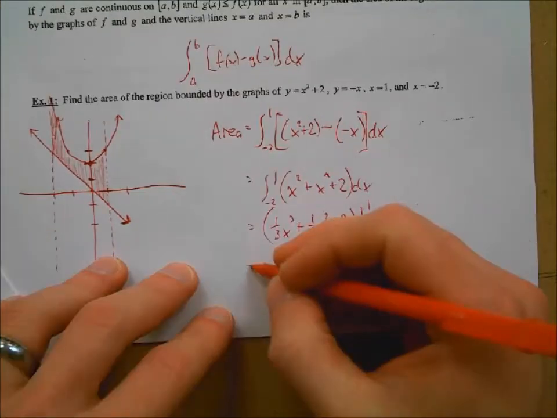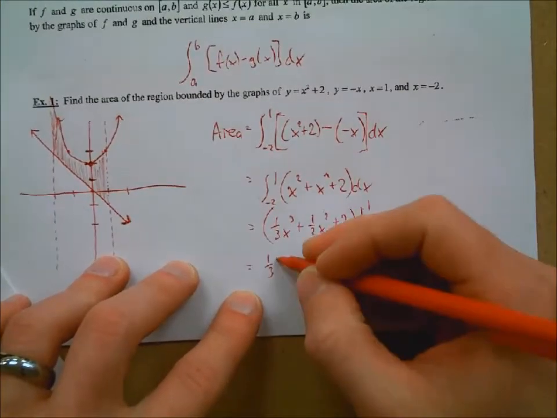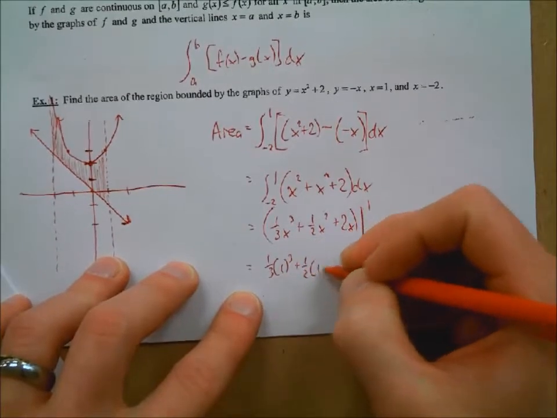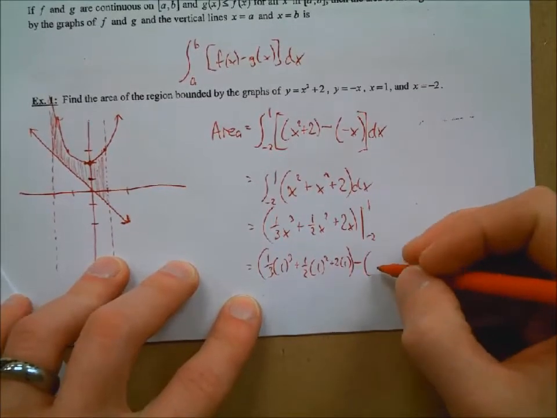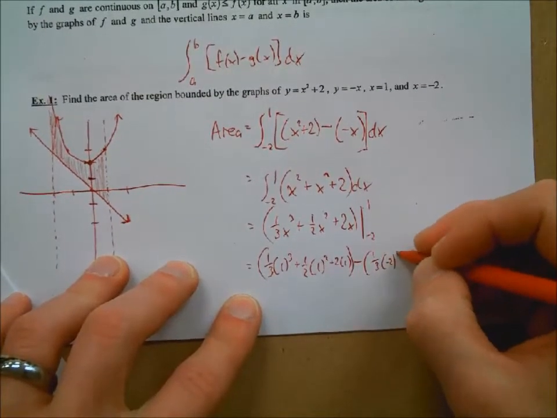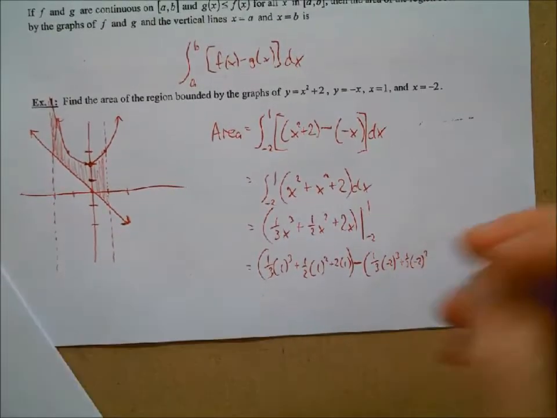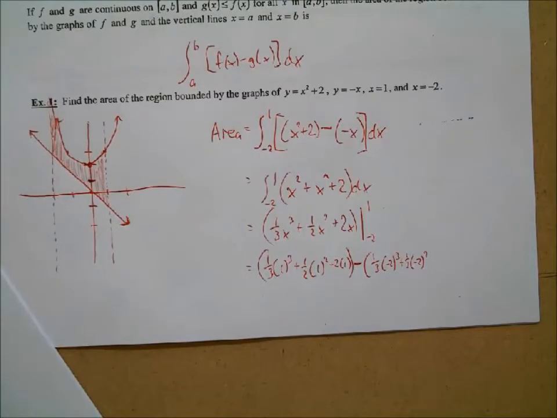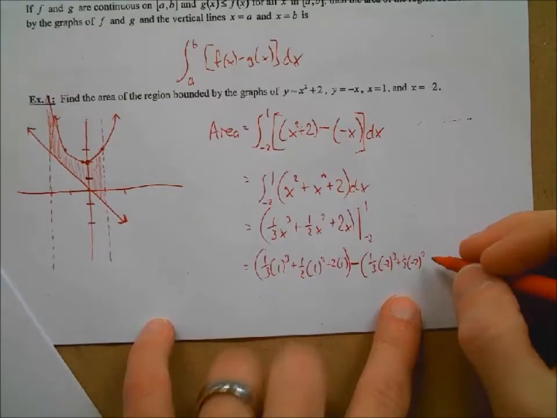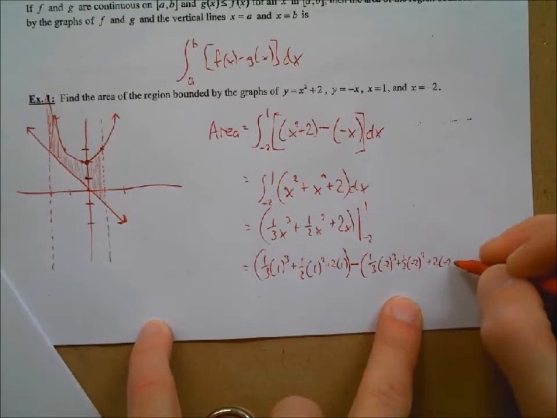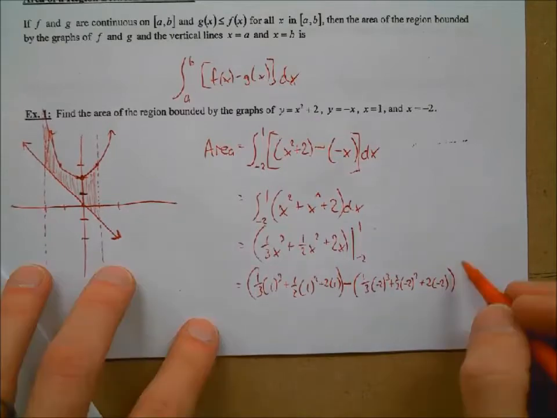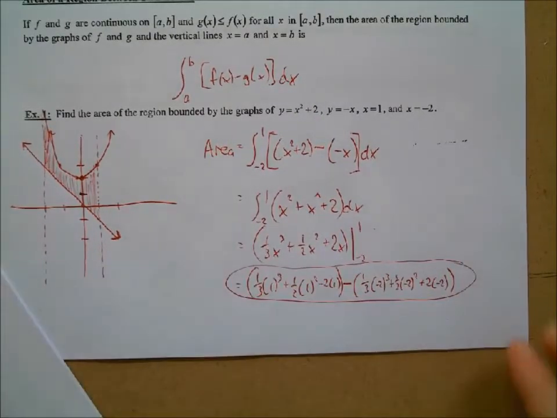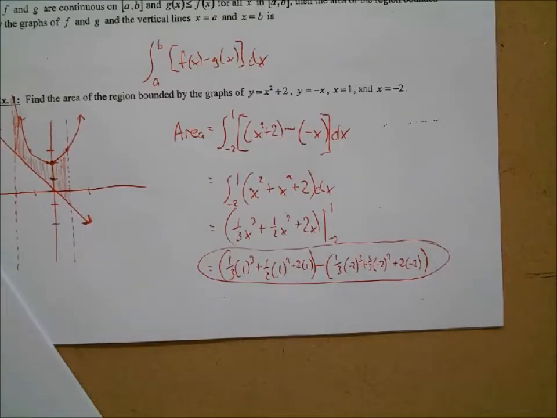And so we get 1/3 times 1 cubed plus 1/2 times 1 squared plus 2 times 1, minus 1/3 times negative 2 cubed plus 1/2 times negative 2 squared, plus 2 times negative 2. Okay. And of course, if this is a free response question, you can stop and circle there, or simplify that arithmetic too. But again, just in the interest of time, I'm going to stop right there, and we'll continue on. Okay. But questions on any of that?